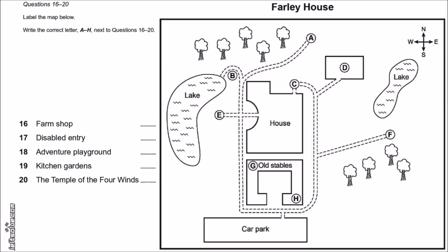I know that one or two of our visitors may not be all that mobile. The main entrance to the house has a lot of steps, so you might want to use the disabled entry. This is on the far side of the house from the car park.